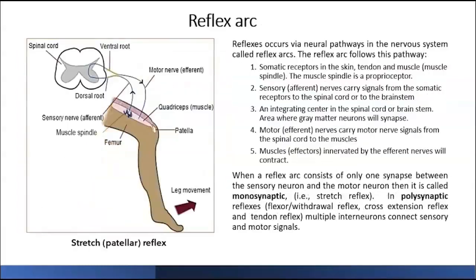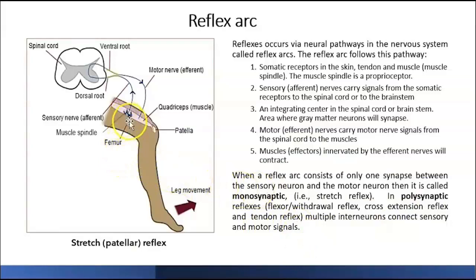The reflex forms a reflex arc that has different parts. The first part is the receptor. Second part is the sensory nerve. The third part is the spinal cord. The fourth part is the motor nerve. The fifth part is the effector. Examples of reflexes. The stretch reflex is the most common one. More examples: flexor reflex, cross extension reflex, tendon reflex. They all use the reflex arc.